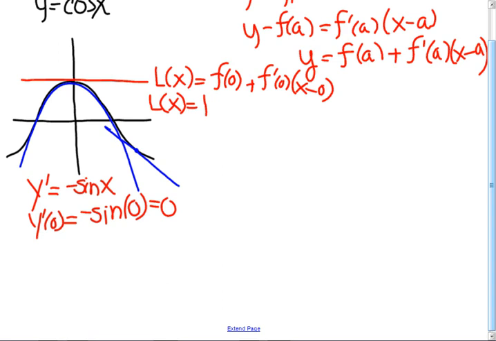Okay, so question 2, have you tried that one? Question 2 is where you start to see some patterns. Okay, so we have y equal the cosine of x.